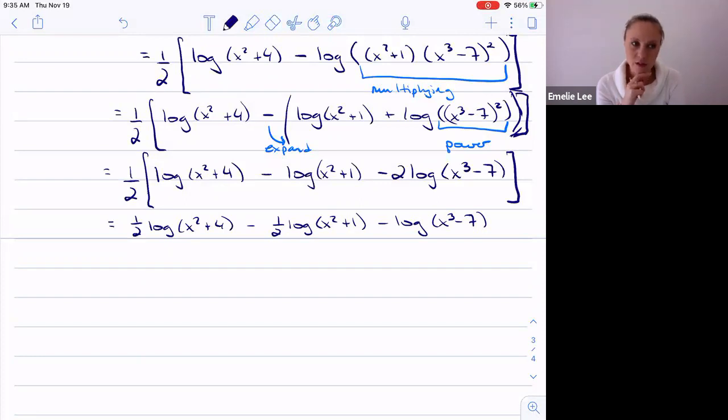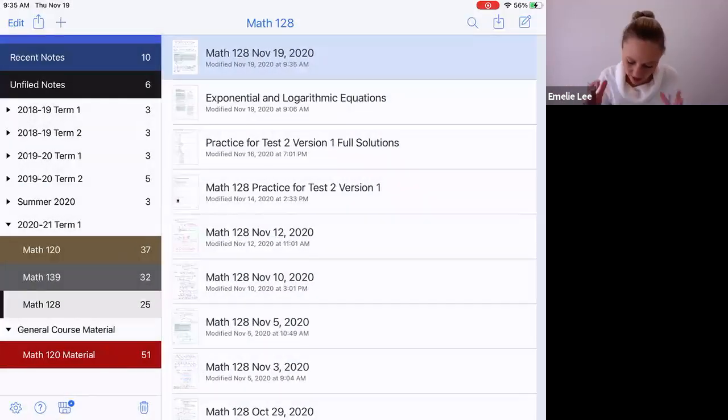Good. So that's expanding. Now we're going to do the same thing, but we're going to combine these, or kind of contract them.